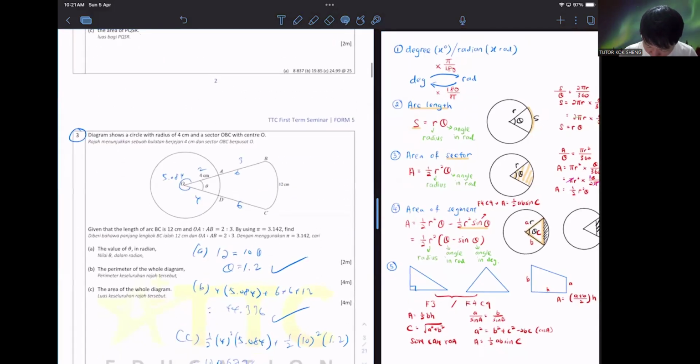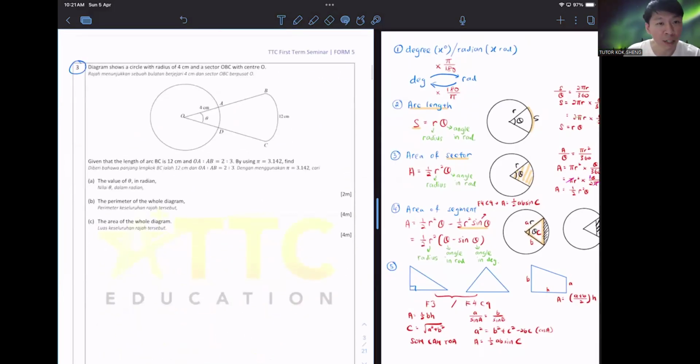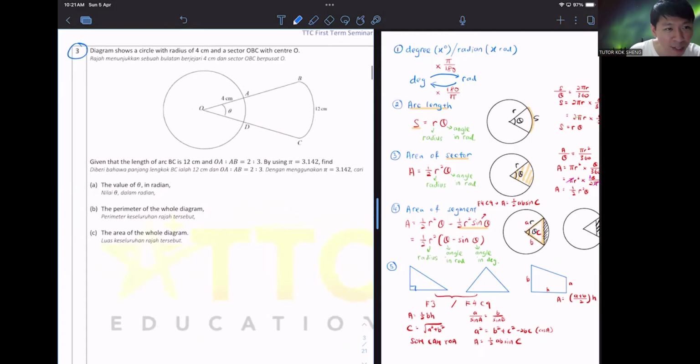I did the question here. Number 3. 2 marks, 4 marks, 4 marks, around 10 of this. For chapter one, the circle, sometimes you'll see this chapter in paper one or in paper two. Both papers are possible to have this chapter. This chapter can be up to a maximum of 10 marks for one question.